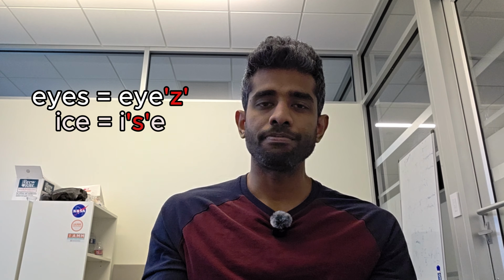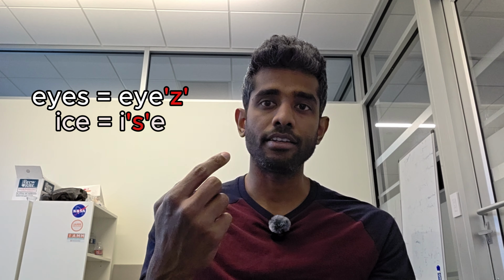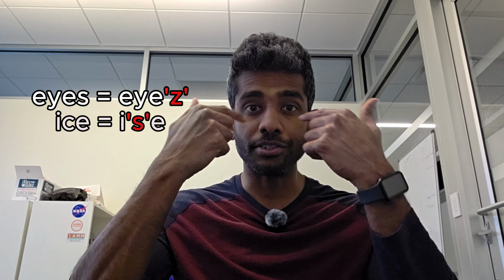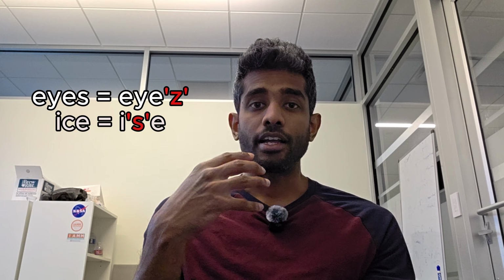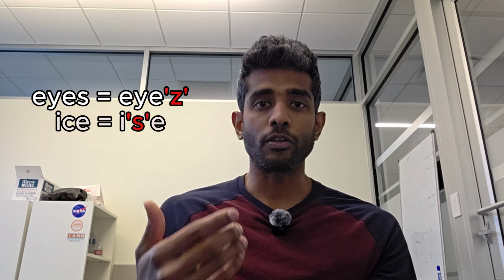Another couple is eyes and ice. So eyes with the Z is your eyes, and ice with the S in the pronunciation is just frozen water.